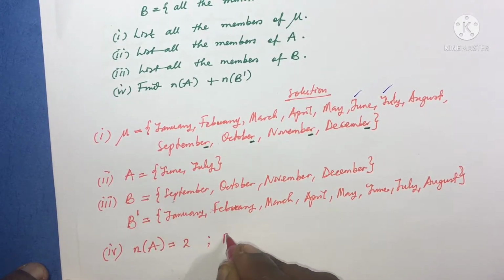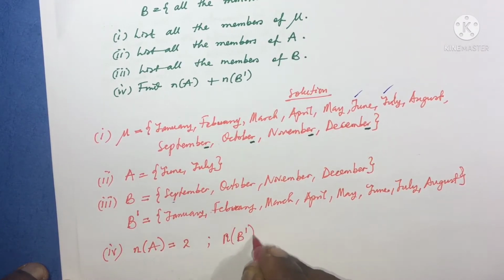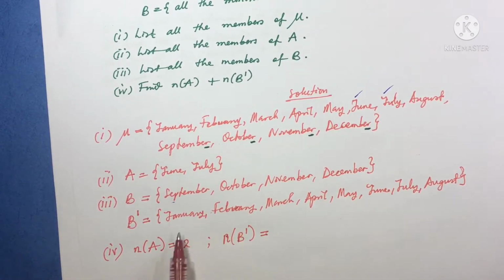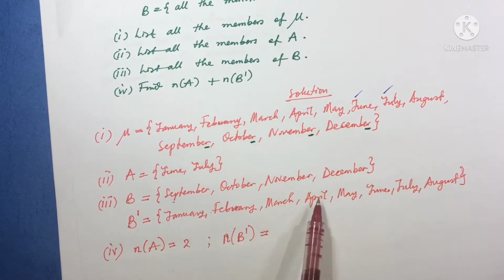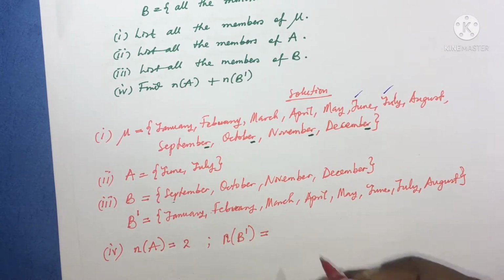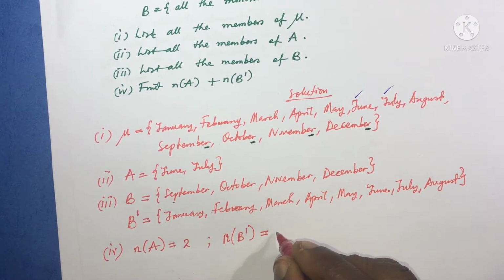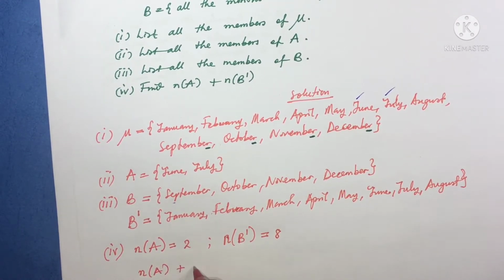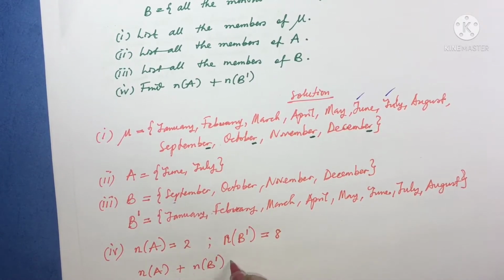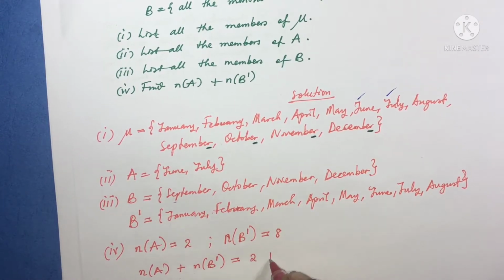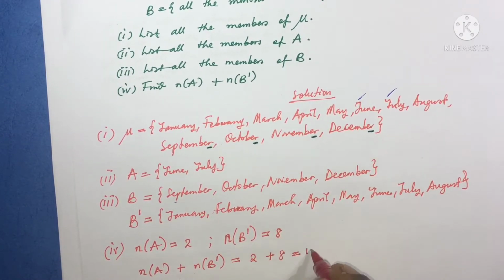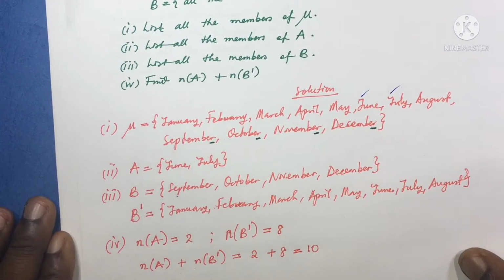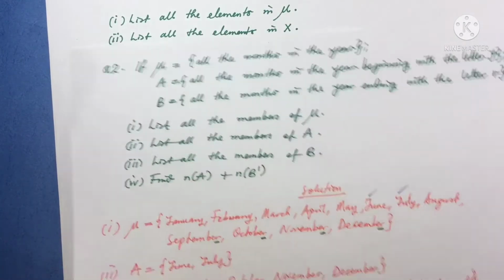Likewise, the cardinality of B prime will be n(B prime), and that will contain how many elements? In B prime, we have 1, 2, 3, 4, 5, 6, 7, 8 elements. So it means B prime will contain 8 elements, and we can now get our result. So n(A) plus n(B complement), which is demanded by question number 4, will give us 2 plus 8, and the result will be 10. And that concludes question number 2.